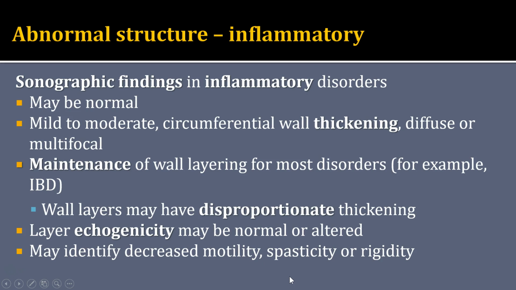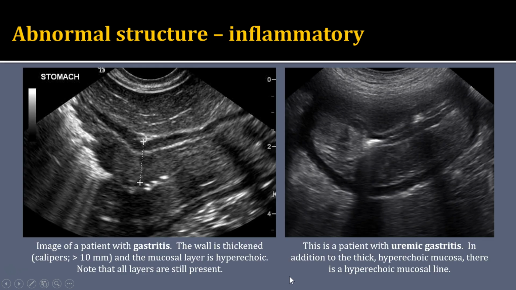For example, when we're talking about inflammatory bowel disease. However, I'll show you examples where the layers may have disproportionate thickening. In addition, the layer echogenicity can also be altered, so our normal hypoechoic mucosa may actually become hyperechoic. We also may be able to identify decreased motility, spasticity, or rigidity. Here are two examples of two different patients who have gastritis. The patient on the left is a longitudinal image of a portion of the stomach. This is a lumen with gas and reverberation. If we look here, I can see the superficial portion of the wall.